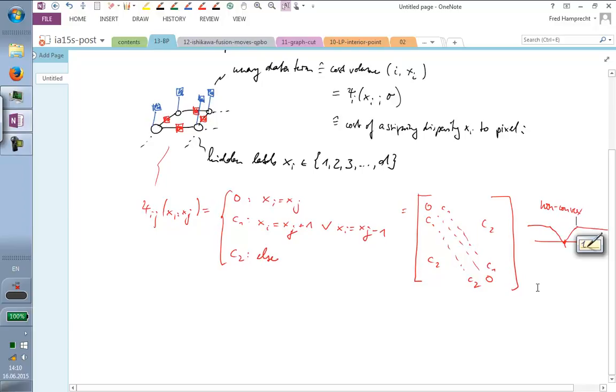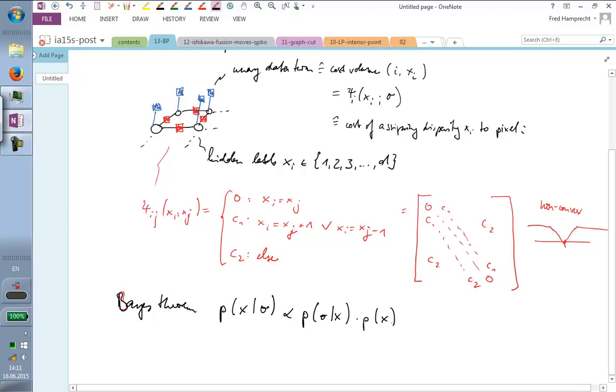And Bayes' theorem tells us the following. So the probability of some label assignment given the observations is proportional to the likelihood of the observation given the labels times the prior probability for the labels themselves. So this term here would be the prior, or the smoothness prior, and that one is the likelihood, or the data term.